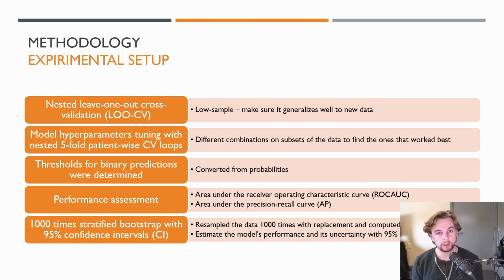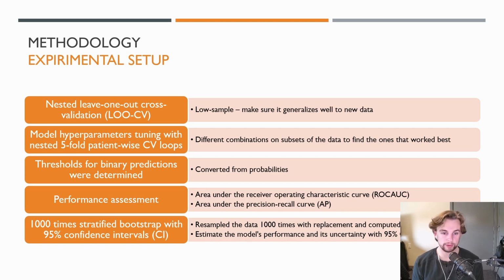Experimental setup. So they utilized nested leave-one-out cross-validation because it was a low sample and they wanted to make sure that they could generalize well to new data. Model hyperparameters were tuned using five-fold patient-wise cross-validation loops. So different combinations on subsets of the data to find the parameters that worked best. And then there were thresholds determined for binary predictions. These were converted from probabilities.